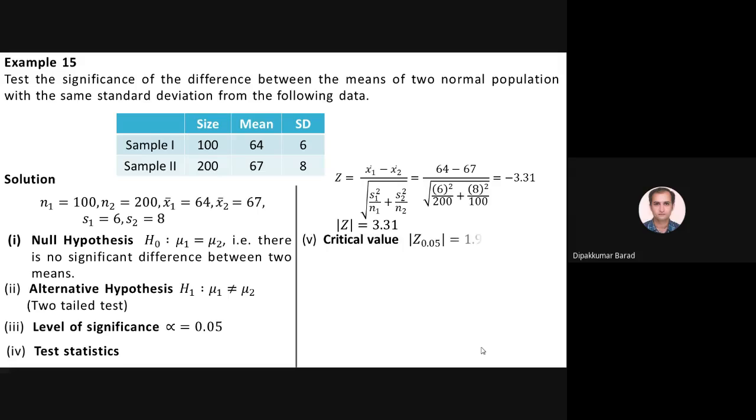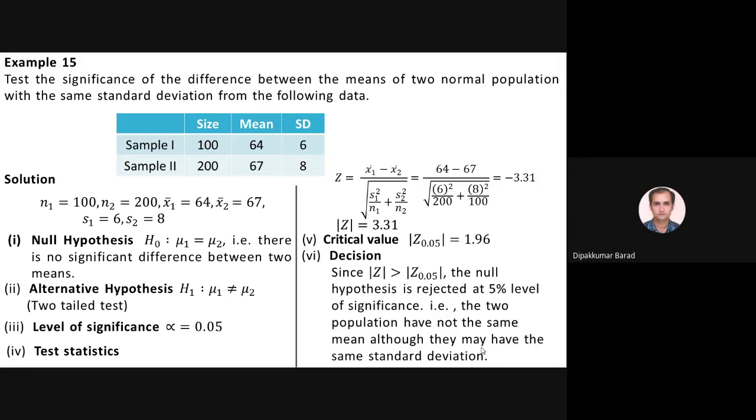Now we will find the critical value. No level of significance is given, so by default we take 0.05, that is, 5% level of significance. At that level the value of mod z at 0.05 is 1.96. So we can say mod z is greater than the absolute value of z at 0.05, the null hypothesis is rejected at high level of significance. So at 5% level the null hypothesis is rejected. So it means the two populations have not the same mean although they have the same standard deviation.